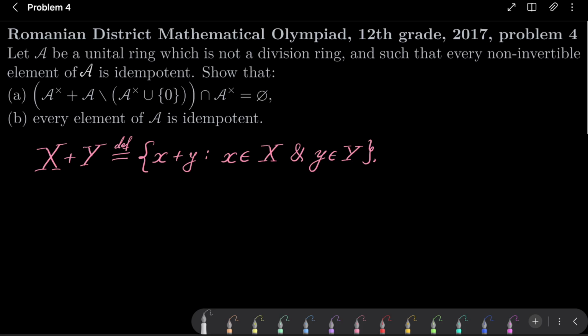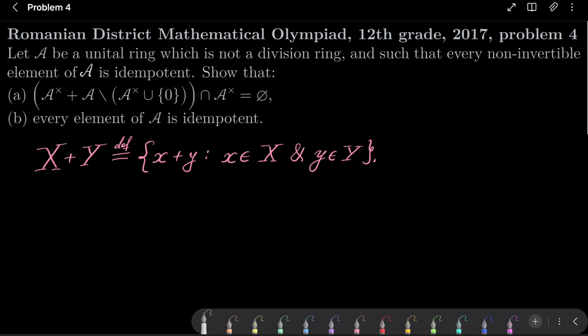First, we have the following. The set of units of A plus A minus the units of A and minus 0, intersected with the set of units, is empty. Convoluted, but you will see in a moment. And part B, every element of A is idempotent.